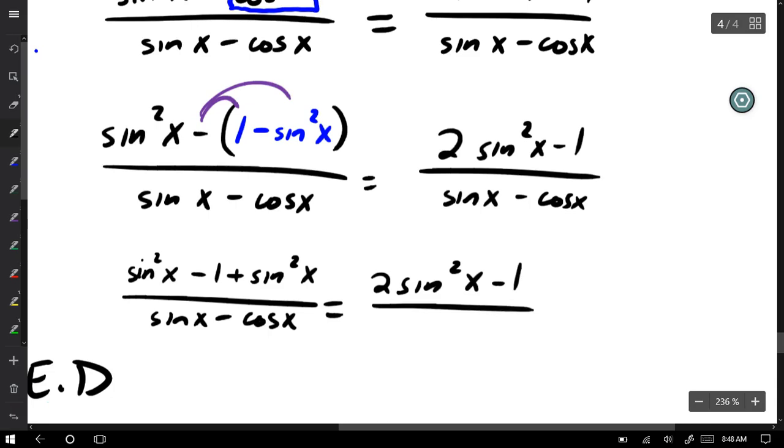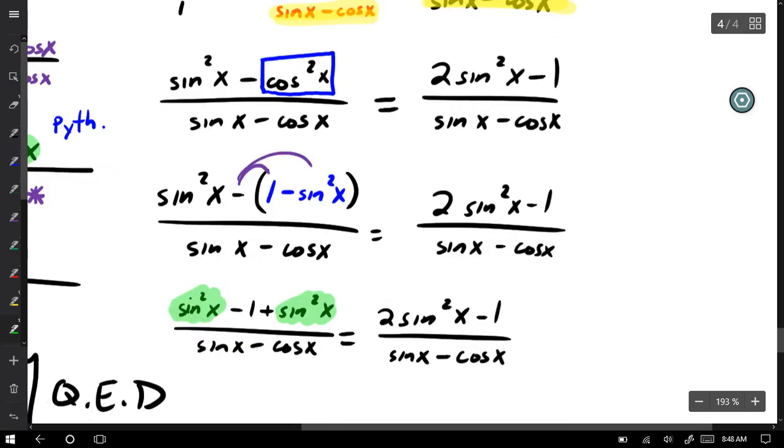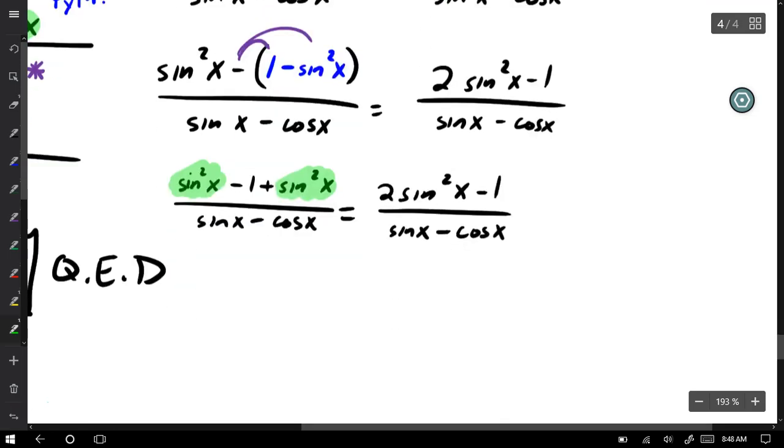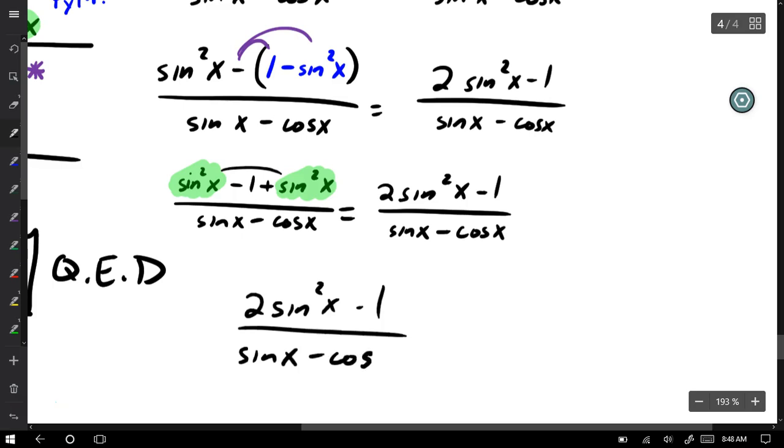So now what's nice is that by using the reverse of the Pythagorean identity, I'm able to create all sine squareds. I know to use it because sine squareds and cosine squareds are related that way. And if I don't want cosines and I only want sines, I'm going to rewrite it with those terms. So sine squared plus sine squared gives me 2 sine squared of x minus 1 over the denominator that stayed the same for a while, sine of x minus cosine of x. And lo and behold, that is the right-hand side.